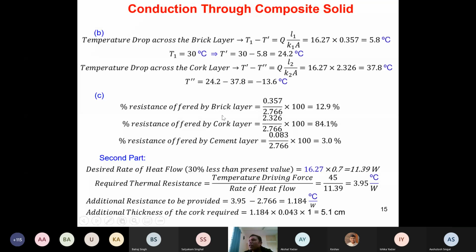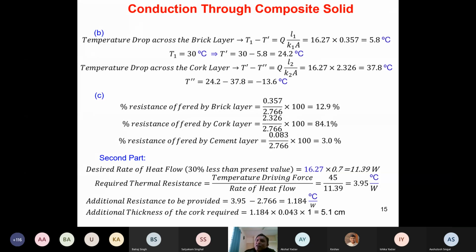So here you can see the cork, which is the insulating material, is put between the brick layer and the cement layer in order to have less heat loss. Now, in the second part, we wanted to reduce the heat loss by 30%.